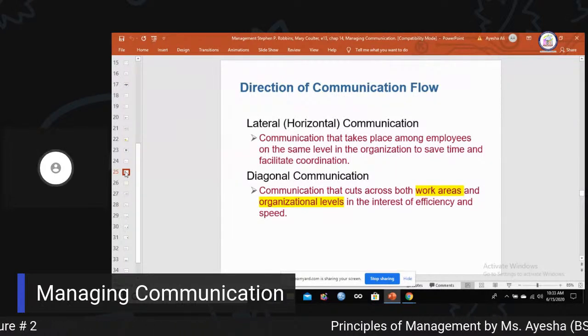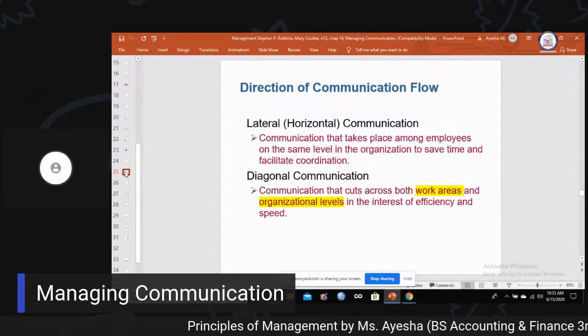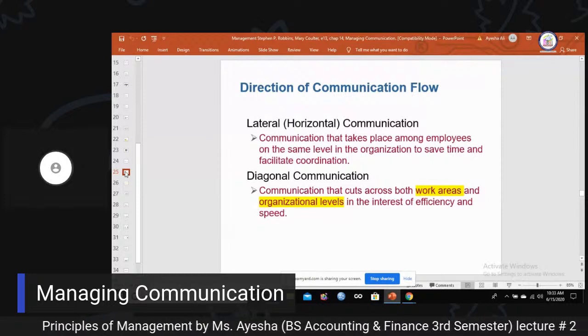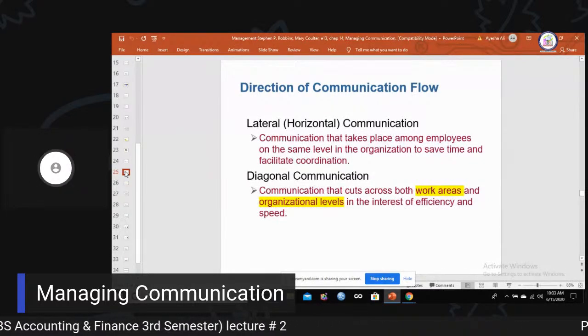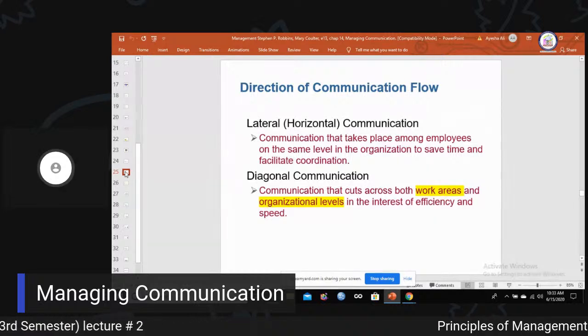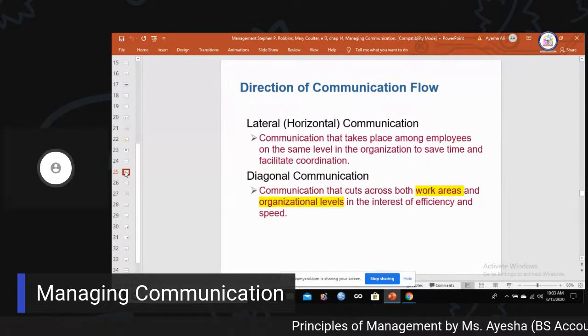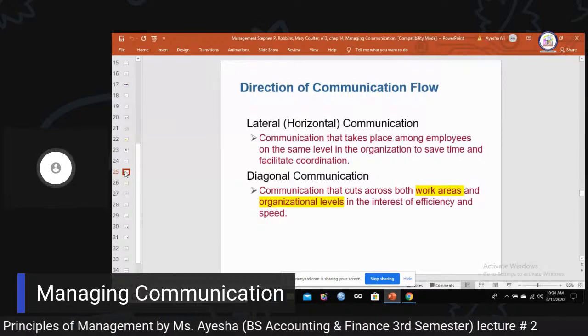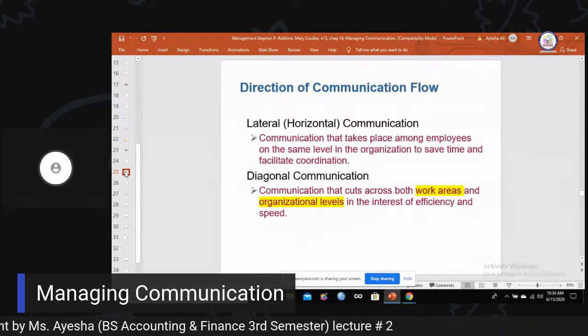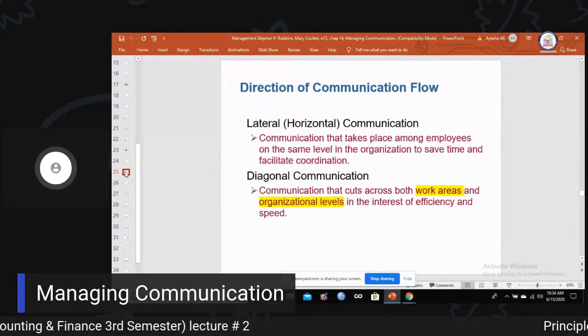Diagonal communication is communication that occurs across both work areas and organizational levels, in the interest of efficiency and effectiveness. So we can communicate across different work areas and at different organizational levels.